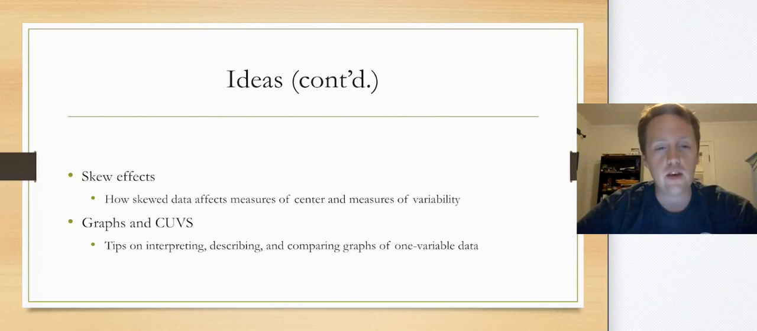Then we've got some skew effects, and how skewed data affects measures of center and measures of variability, and then we've got graphs and CUBS, so that way you can be interpreting, describing, and comparing graphs of one variable data. I'll make sure I talk about categorical data when we're doing that as well. All right, so that's what we're going to cover between these two videos. Let's get started on what we're doing in just this one, though.